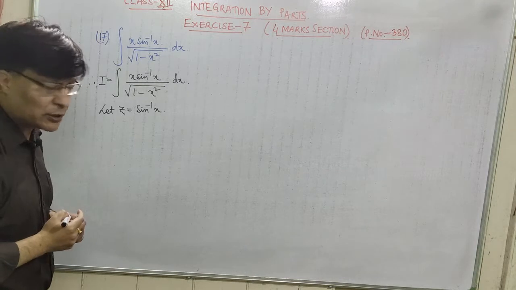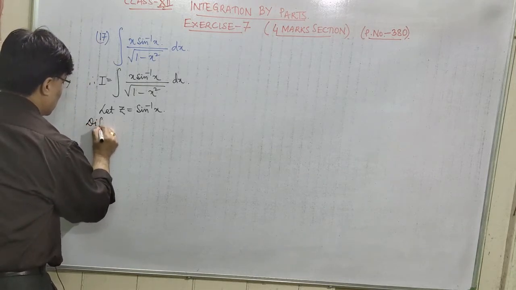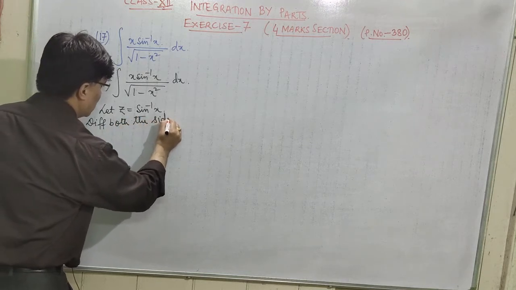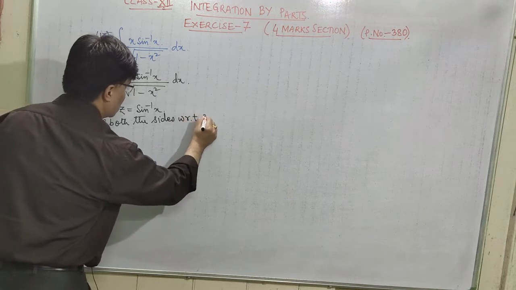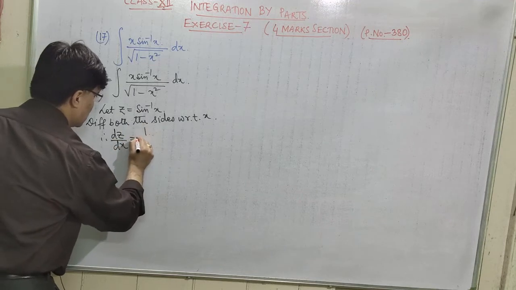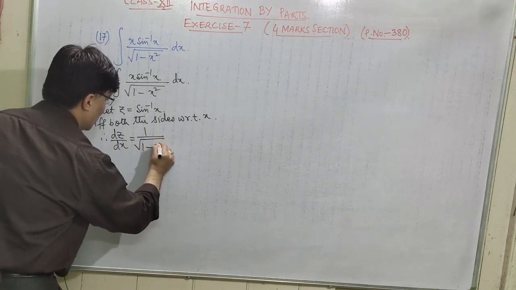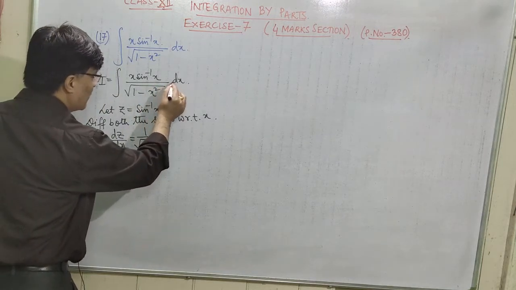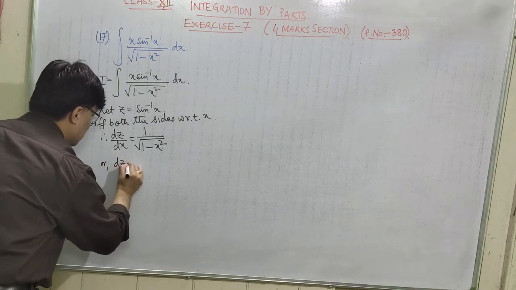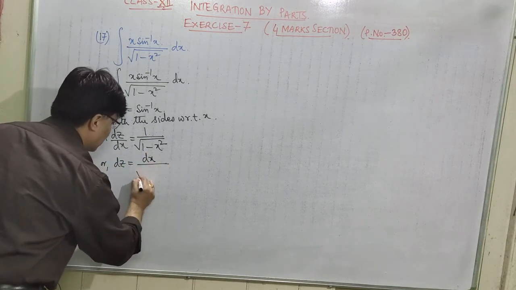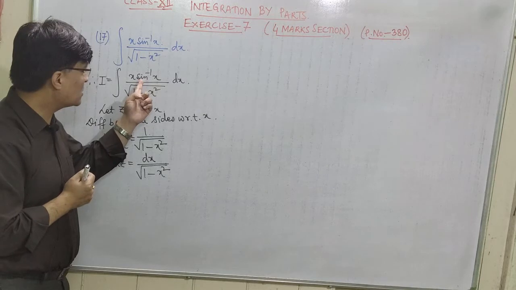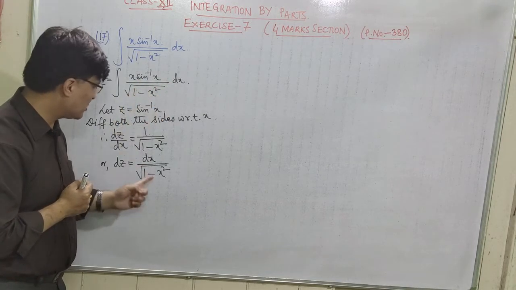So now this is the method of substitution. Let us differentiate it. Differentiating both the sides with respect to x, dz by dx is equal to 1 upon root over 1 minus x square. So let us find out the value for dx upon root over 1 minus x square. Cross multiplying, dz is equal to dx divided by root over 1 minus x square. Okay, so here sine inverse x is z, and dx upon root over 1 minus x square is dz.